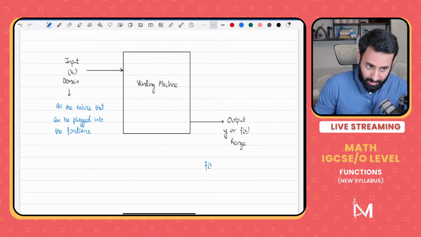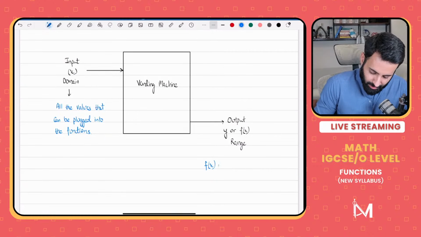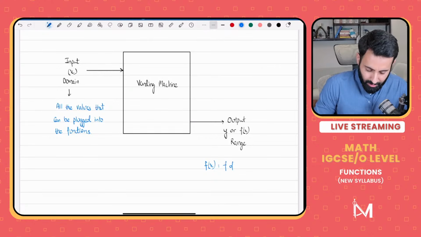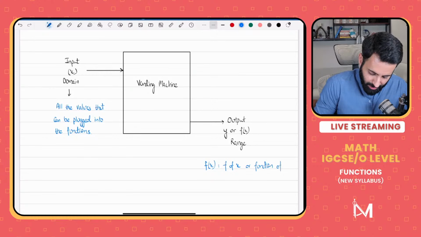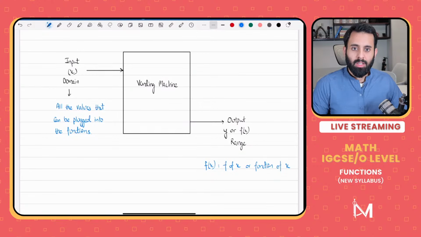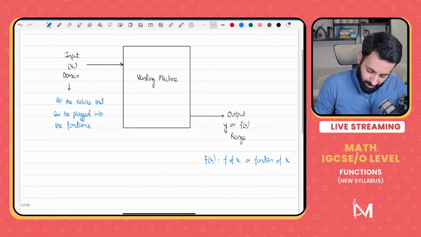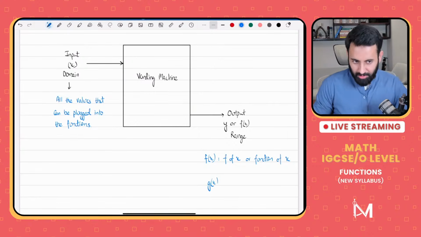And f of x, and by the way, this is read as f of x. Okay, f is for function, so we also call it function of x. When you have an equation which is in terms of x, like y usually is, so y is basically a function of x, and a shorter version of it is f of x. But sometimes it's also g of x, okay?